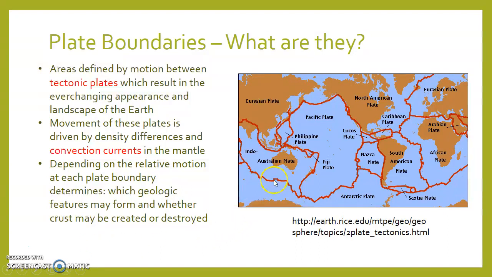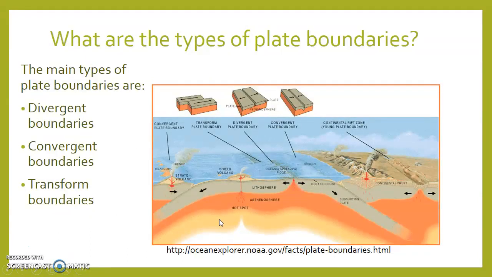On this graphic on the right, we have the different plate boundaries and plates which make up the surface of our Earth. So, what are the main types of plate boundaries? Here I have them listed. There are three main types of plate boundaries. They are divergent, convergent, and transform boundaries.